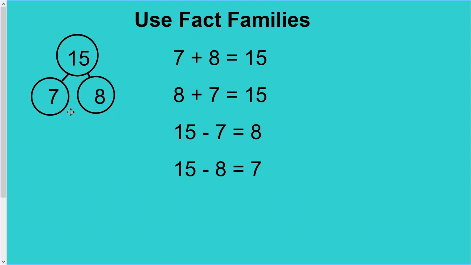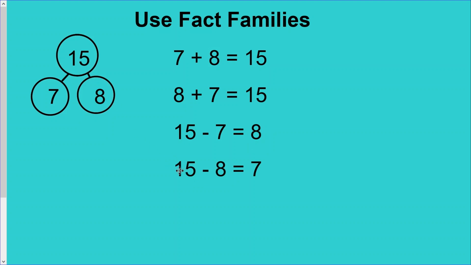So I can take my parts, 7 plus 8 equals 15. I can flip-flop my parts, so that would be 8 plus 7 equals 15. And then I could also start with my whole. I can start with 15, take away one of the parts. If I take away one part, what's going to be left over? The other part. And so we can also do it where we take away the 8 as the part.